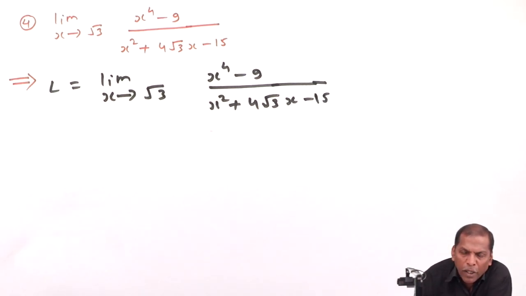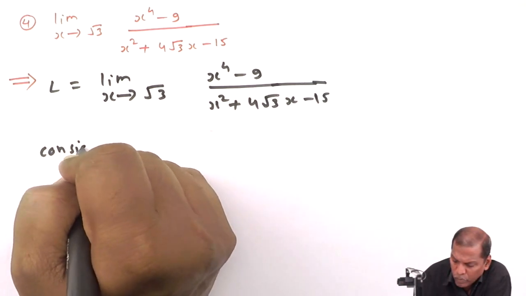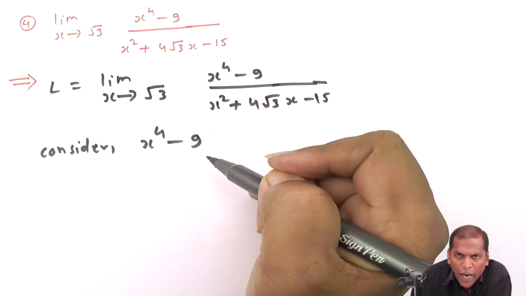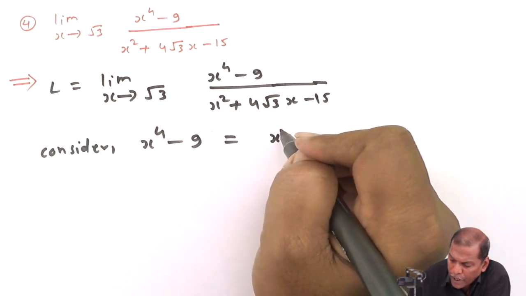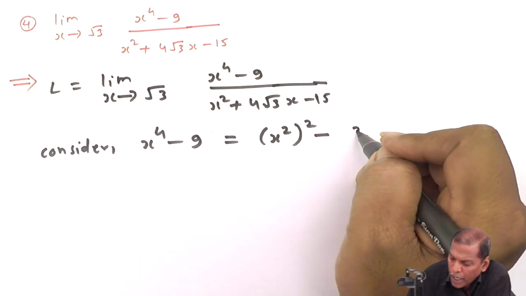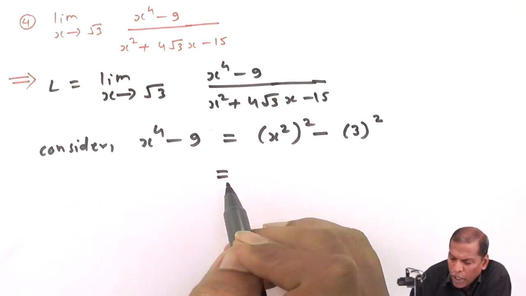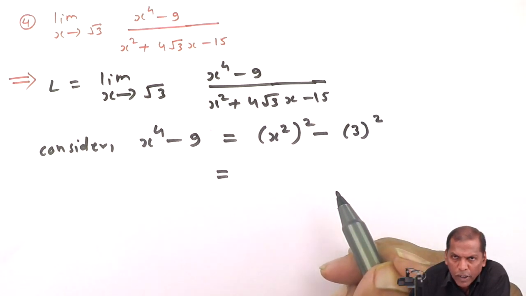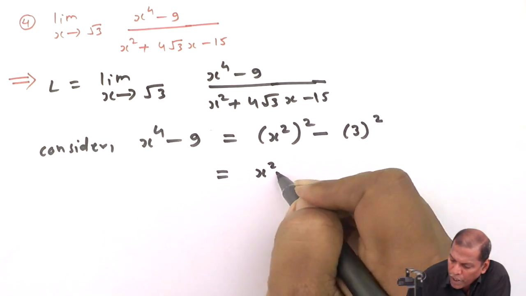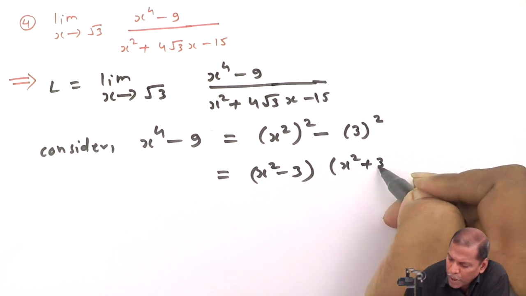So first we consider the term which is present in the numerator. Consider x raised 4 minus 9, which can be written as (x square) the whole square minus (3) the whole square. So by using the formula a square minus b square gives us (a plus b)(a minus b), here we get (x square minus 3)(x square plus 3).